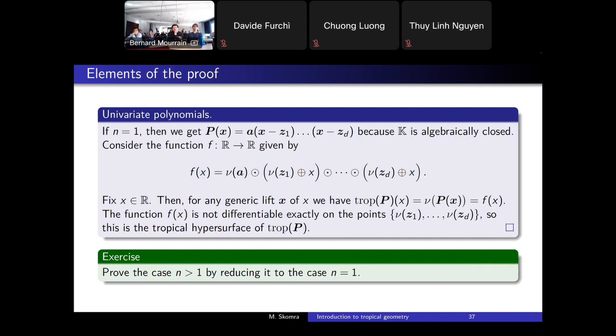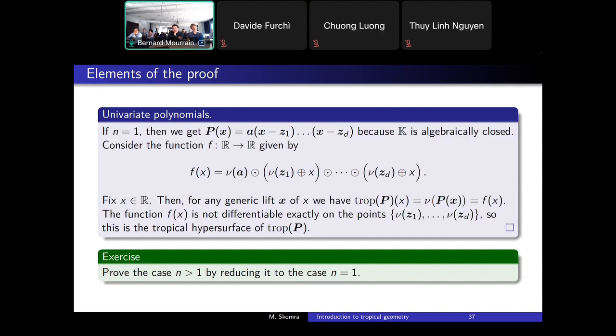Okay, so I find this proof to be very, very nice, but also a little bit tricky, right? It doesn't really tell you why this is true. It's just a trick that tells you, okay, it's true. But okay, it uses the fact that it's algebraic, so maybe that's the reason. So let me leave you with an exercise: prove the case of multivariate polynomials by reducing it to the univariate case. Okay, so you can think about how to prove this.